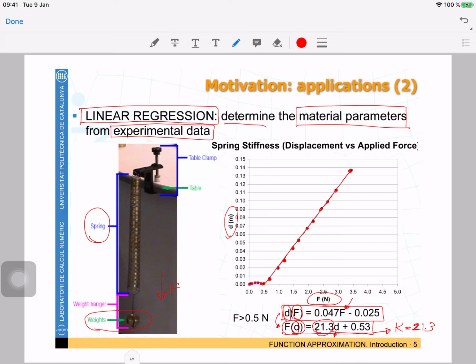So in conclusion, by linear regression or fitting a line, you can obtain the equation of the line, and the slope of this line basically gives you this stiffness. Okay, and this stiffness is a material parameter that you can obtain from linear regression or functional approximation.